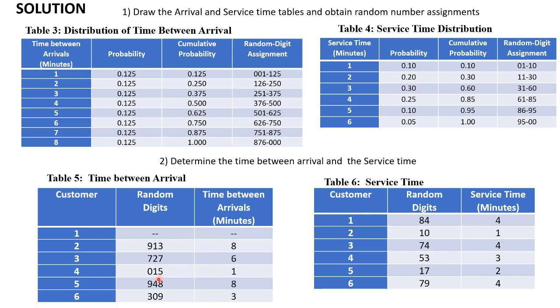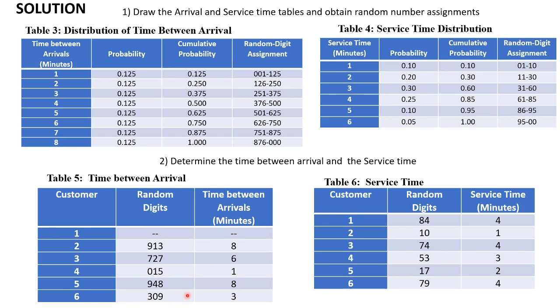Then customer 4 is 15. 15 is from 001 to 125. So that means that the time between arrival is 1. So we put 1 here. Then the next one is 948, for customer 5. 948, we can locate it somewhere here, and we can say that again the time between arrival is 8. So write 8 here.